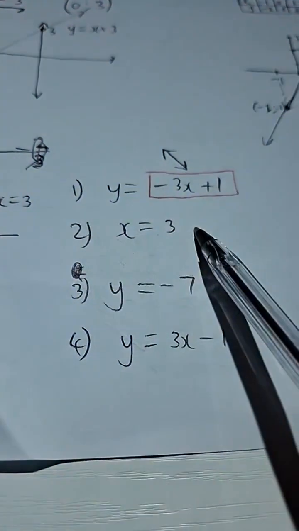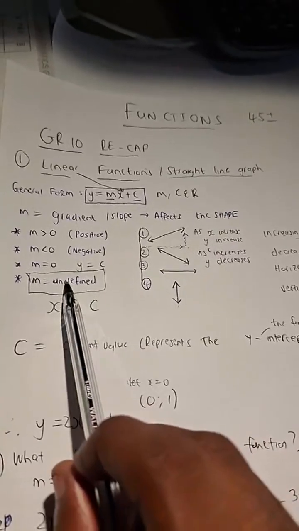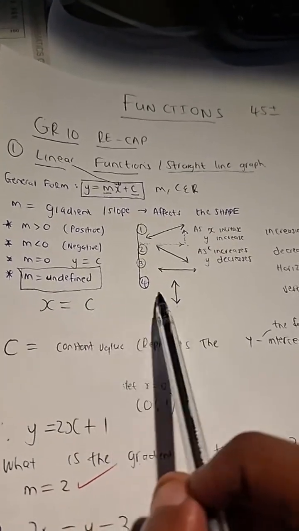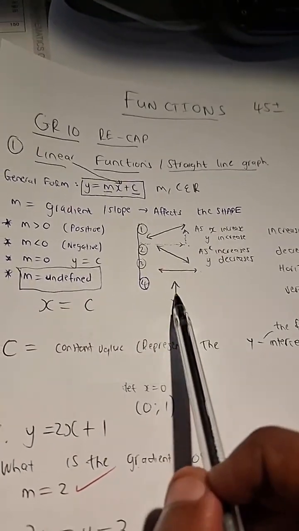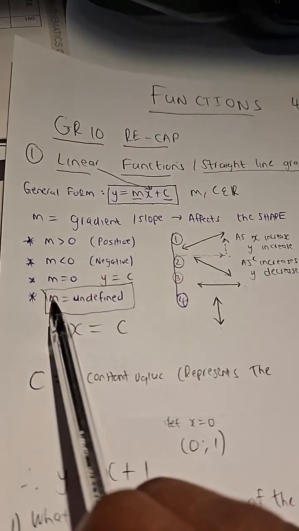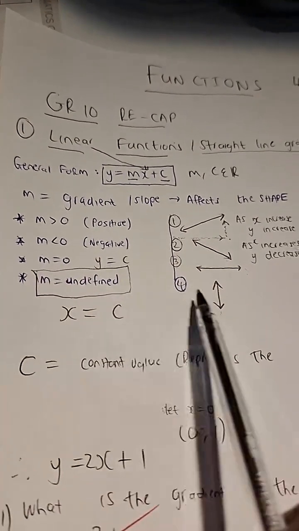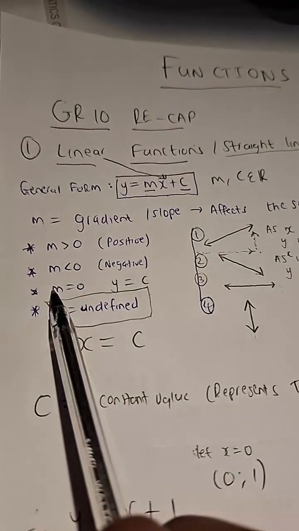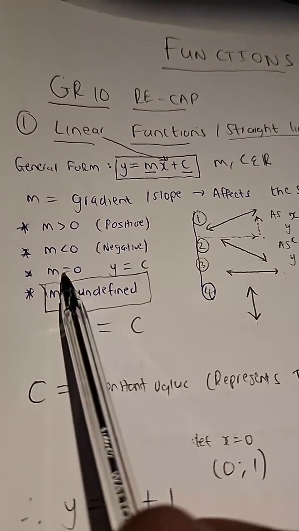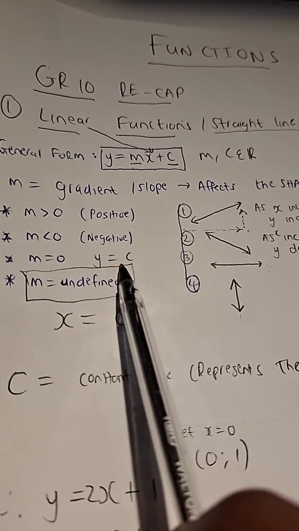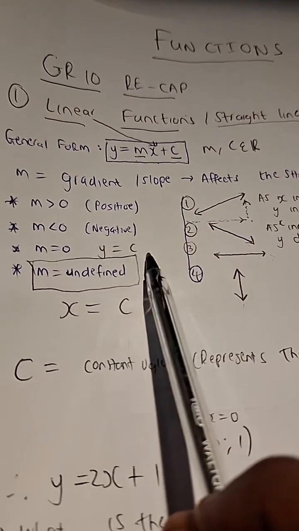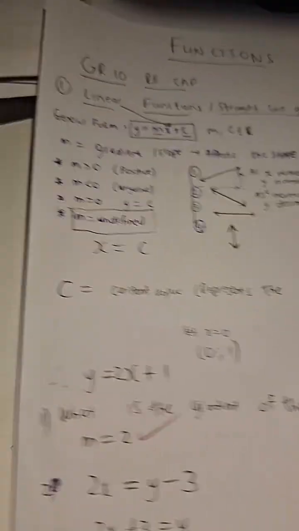But if you did not know, now I'm telling you, this form x is equal to c is for every vertical straight line that you'll get when m is undefined. You know that the gradient is undefined for a vertical straight line. For m is equal to 0, the gradient is equal to 0, the form is y is equal to c. So it's a horizontal straight line.